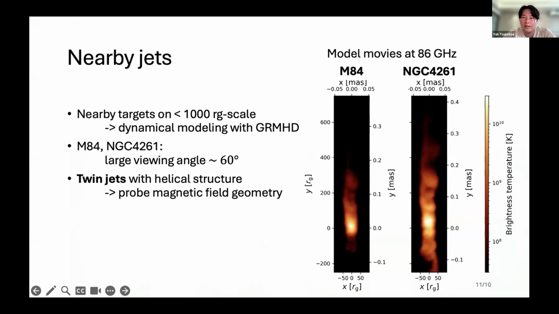So next, let's look at the nearby jets, M84 and NGC 4261, which were also mentioned in Angel's talk. BHEX can observe these targets on a scale below 1000 gravitational radii. On these scales, we can also create movies based on GRMHD models, just as we do for M87. These sources have a relatively large viewing angle, around 60 degrees, and they show twin jets with possible helical structure, making them excellent laboratories for probing the magnetic field geometry inside the jet.